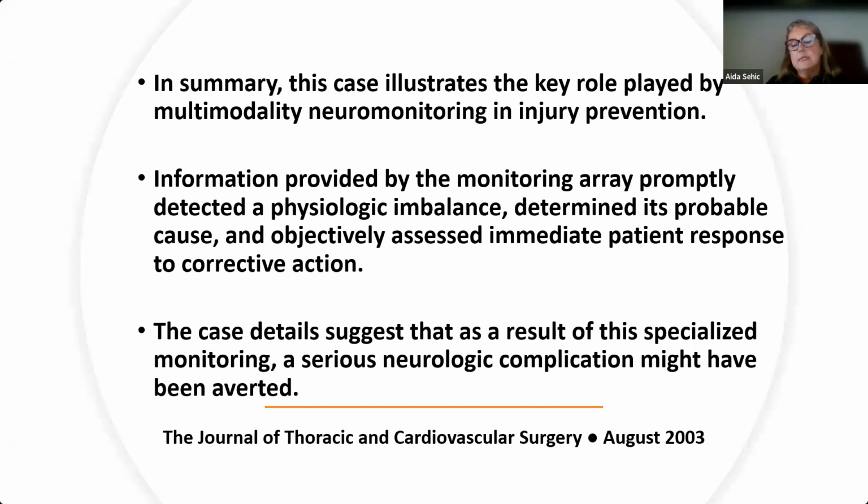In summary, this case illustrates the key role played by multimodality neuromonitoring in injury prevention. The monitoring array promptly detected a physiologic imbalance, determined its probable cause, and objectively assessed immediate patient response to corrective actions. The case details suggest that as a result of this specialized monitoring, a serious neurologic complication might have been averted.